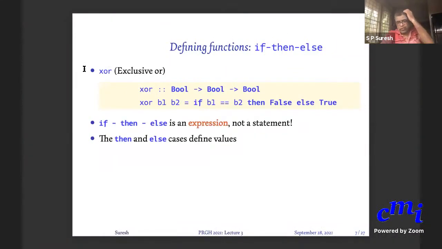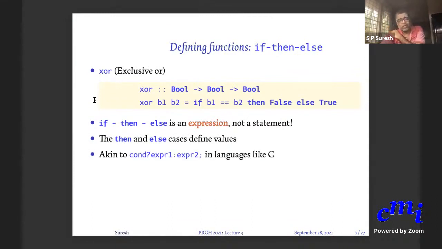Yeah, if then else is an expression, not a statement. So then and else define values. It is similar to, if you have done programming in C, there is a construct called question mark colon. It is also there in Java, I think. You can say condition question mark expression 1 colon expression 2. Switch case in Java is a more general case, but this if then else is like the binary thing. These are ternary operators. There is a question mark operator, which is a ternary operator.